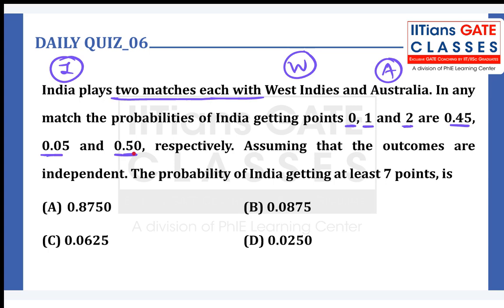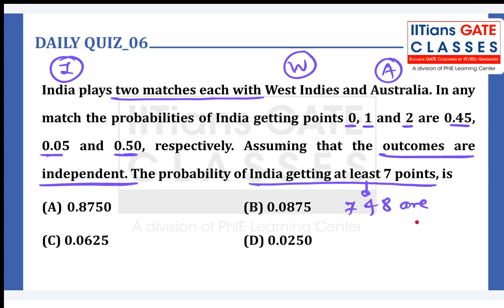So another piece of information is that the outcomes are independent. That is usually the case, because otherwise it becomes a conditional probability question. Now in this question, what they're asking is the probability of India getting at least 7 points. At least 7 means 7 and 8 are allowed.